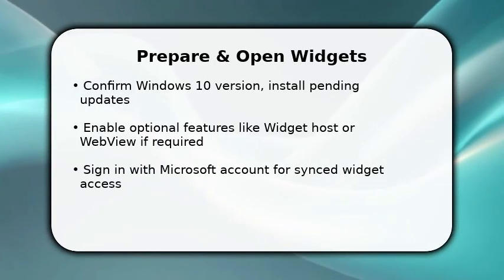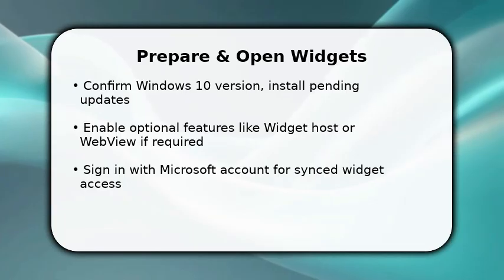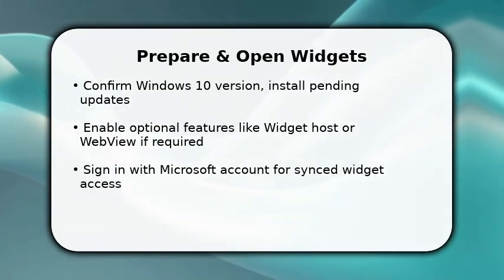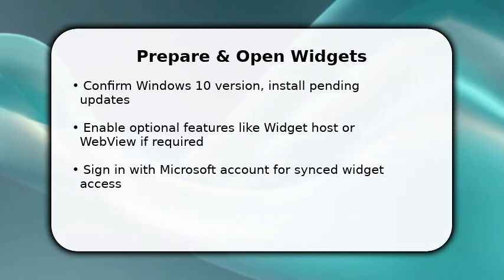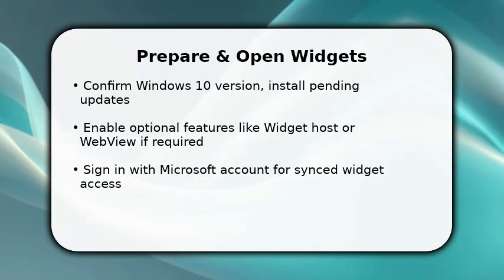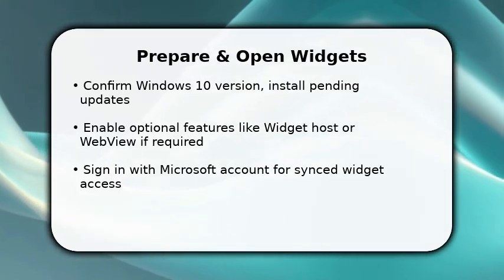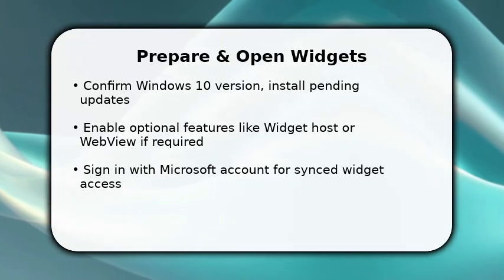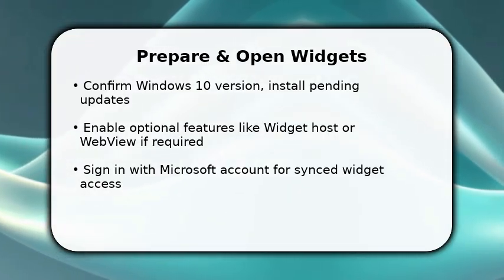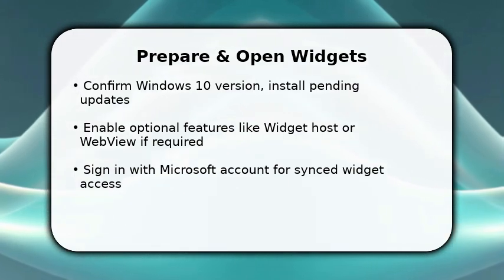You start by confirming Windows 10 is up to date and that you're signed into your Microsoft account because widgets often require platform services. Once done, open the Microsoft Store and search for the Widgets or News and Interests app. Make sure optional components like WebView 2 are enabled in settings if prompted. You'll then click Install or Get. This initiates the widget host and places a quick launch icon on your taskbar so you can add widgets immediately.